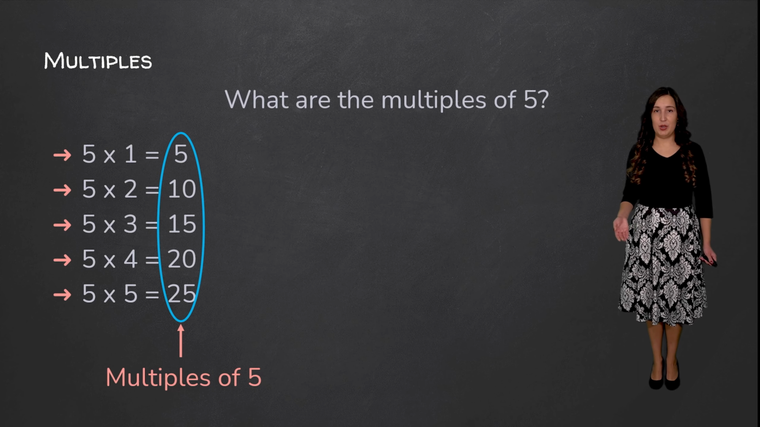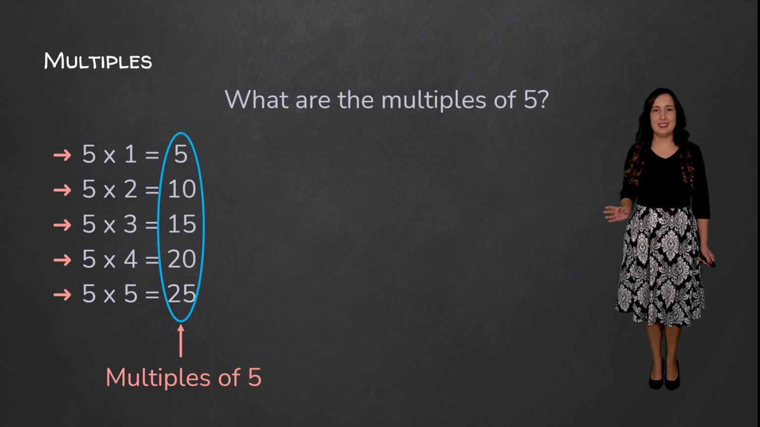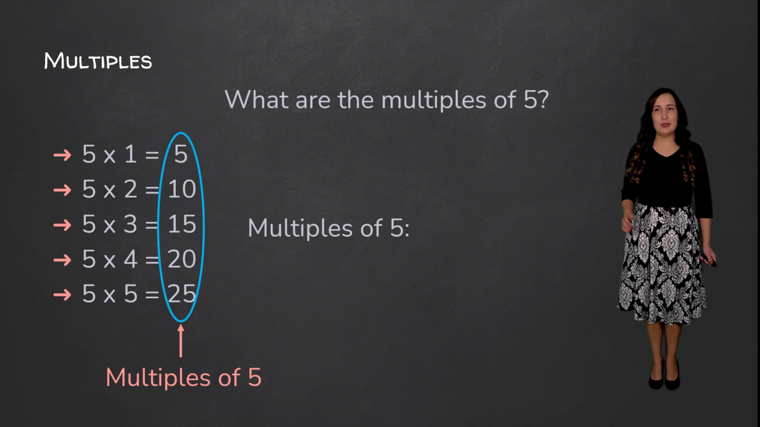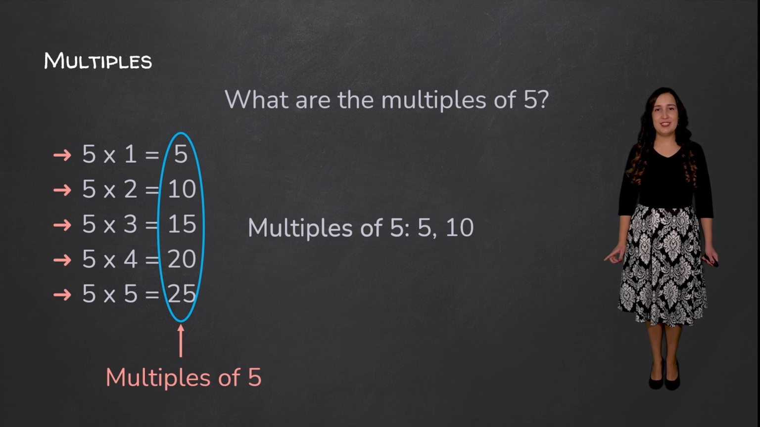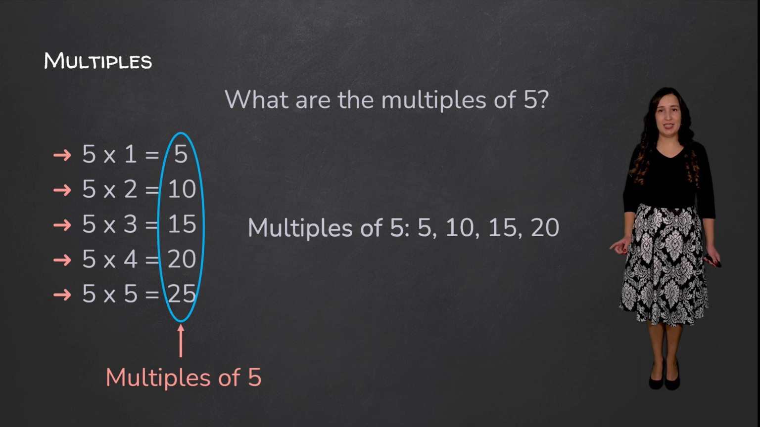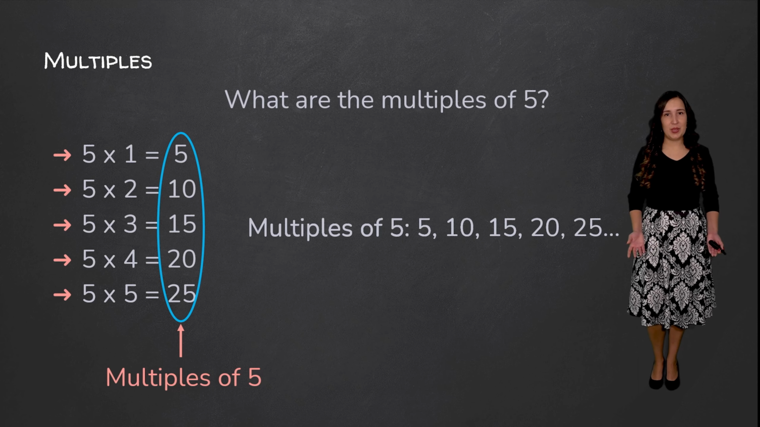Again, we could keep going, but we're not going to for this example. So again, our multiples of 5 are 5, 10, 15, 20, 25, and then ... because our multiples just keep going on forever.